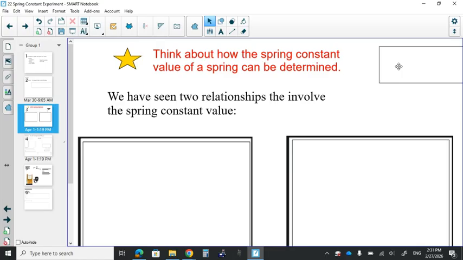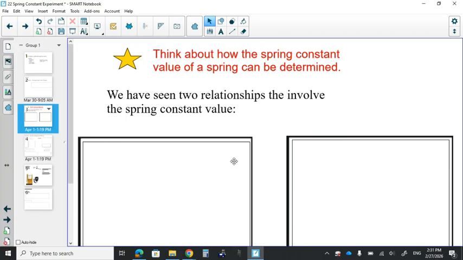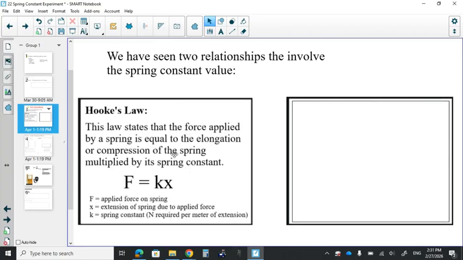Well, hopefully you recalled, if you're an active learner here, that you've seen two relationships that involve the spring constant value. The first one we saw was Hooke's law, right? You apply a force on a spring, it'll stretch it or compress it by a certain distance. And the stretch distance is proportional to the amount of force. And that proportionality constant is the spring constant we're looking at.